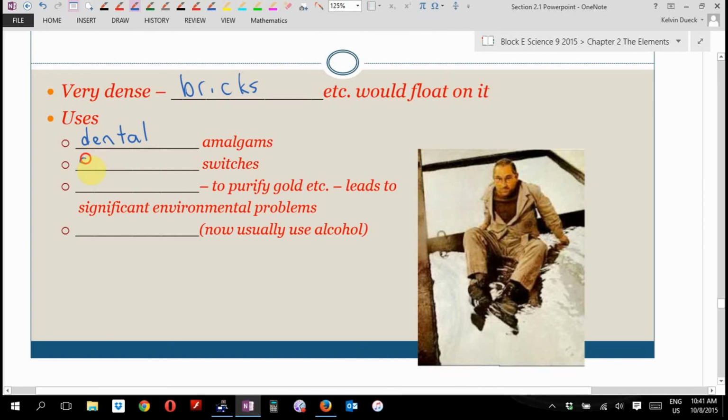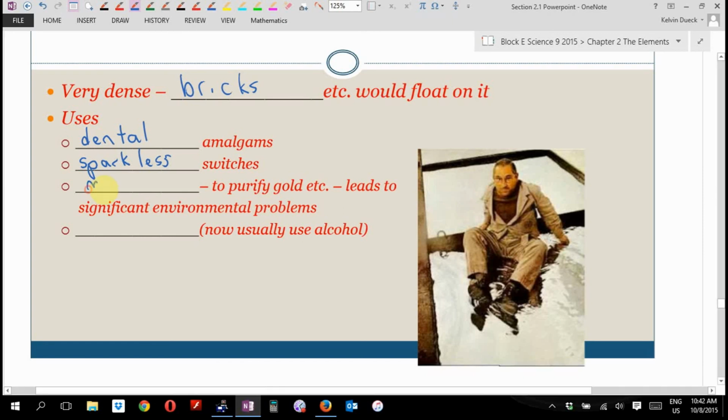It's used to make sparkless switches. Because it's a metal, it conducts electricity. But because it's liquid, you can design a switch so that when you tilt it and the mercury runs down here, now the electricity will conduct. And then when you tilt it and the mercury runs down here, now the electricity won't conduct. So you can actually build a switch that goes on and off based on how you tilt something. That's handy.